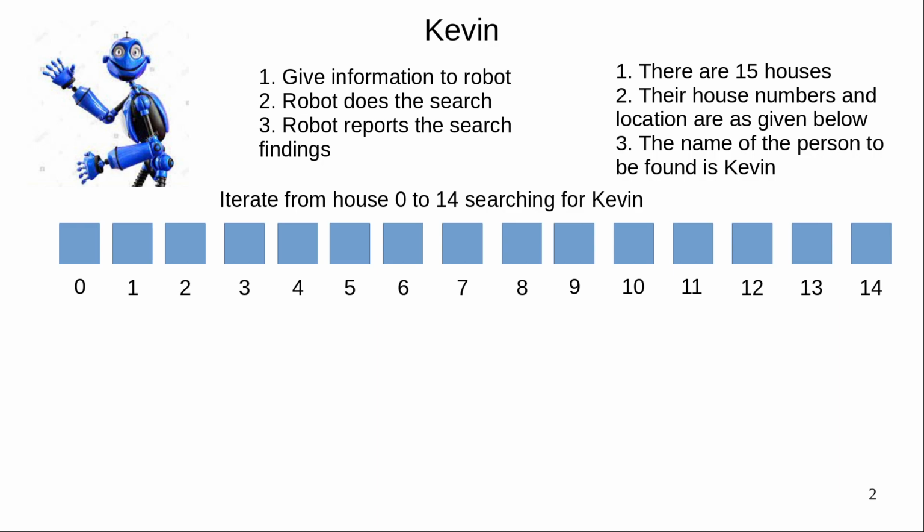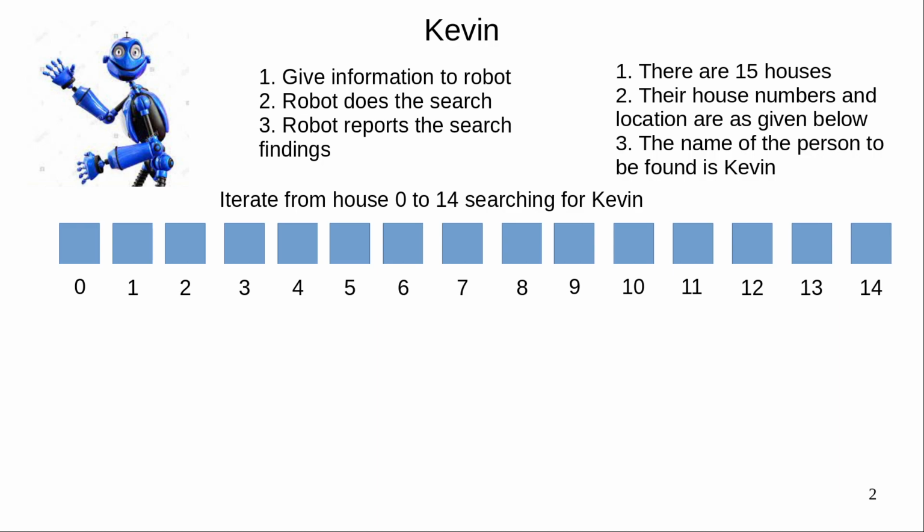First the robot goes to house number 0 and searches if your friend Kevin is there. If Kevin is not there in house number 0, it moves to house number 1. If Kevin is not in house number 1, the robot moves to house number 2. If not there, it moves to house number 3, then to 4, 5, 6, 7, and so on. So the robot continues to search for Kevin from 0 to 14, and in case, say, Kevin is found in house number 9, the robot stops the search there. So that is the searching part.